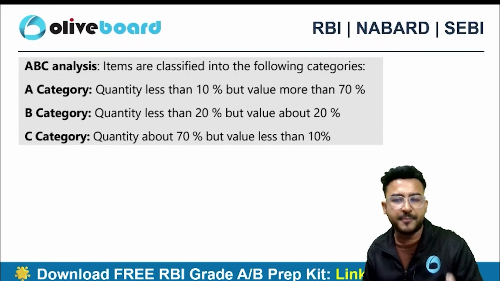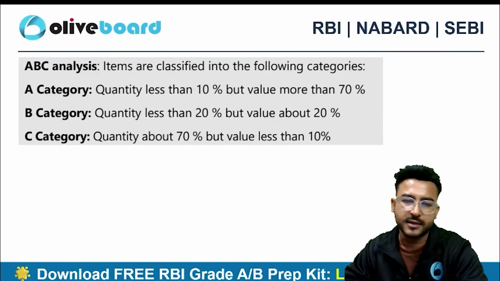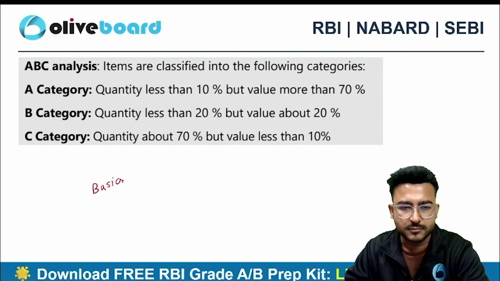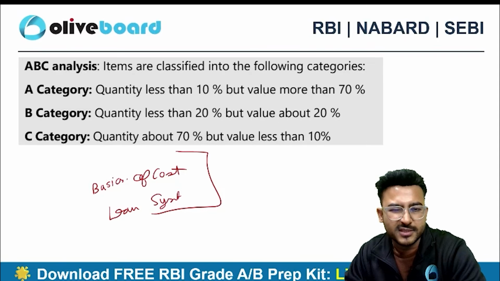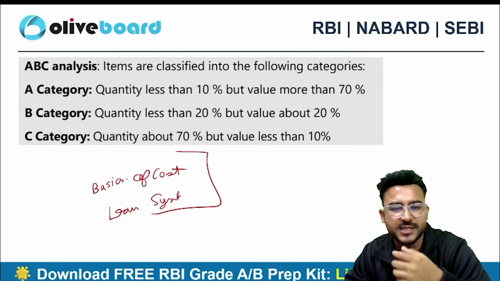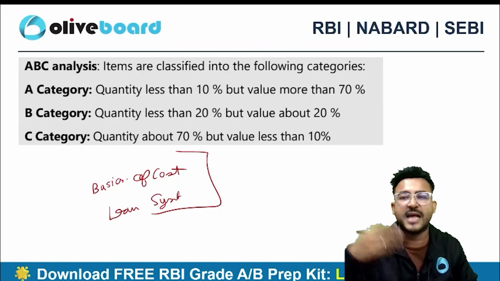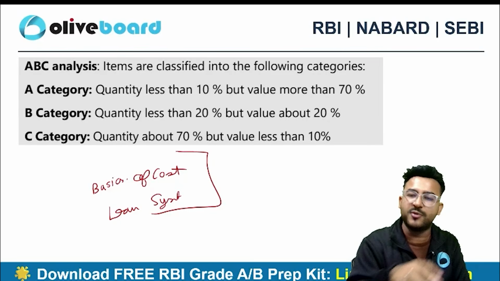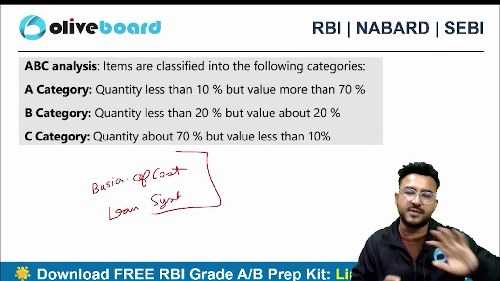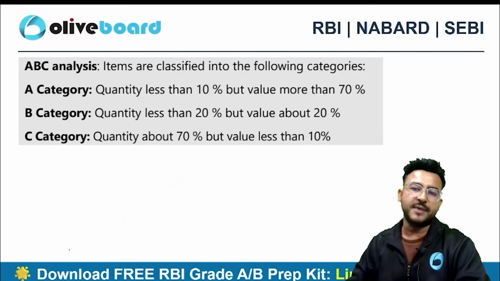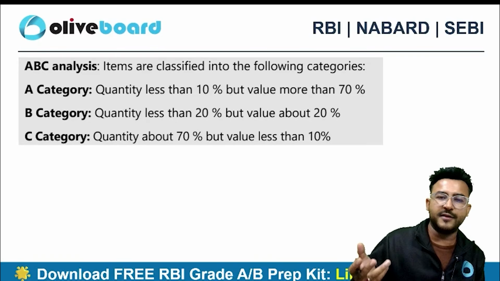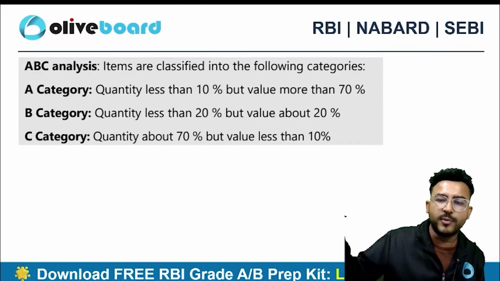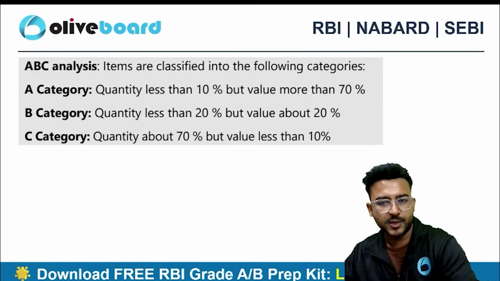For example, if I try ABC analysis on your syllabus, then if I combine basics of costing and the lean system, these are topics whose quantity is very low, 10-15-20% at most. You can easily cover them, but in the exam they can get you very high marks, right. So I will keep these topics in my A category. Similarly, in material also we try to categorize different materials: this material is less but its value is very high, its contribution is very high. That's what ABC analysis is all about.